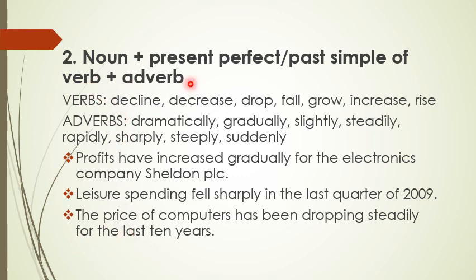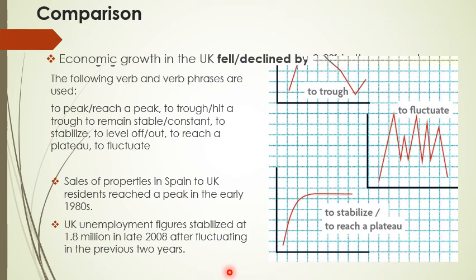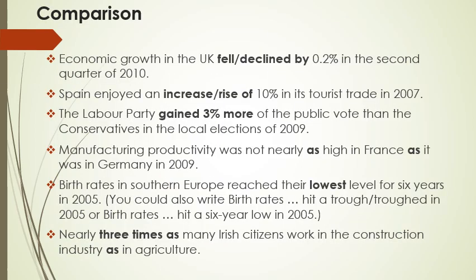So we can use the standard structure to state very nice sentences talking about the trend in the literature. Here I give some examples of verbs and adverbs. After stating the trends in the literature, now we need comparison, which is another important element in your writing and speaking, academic writing and speaking.